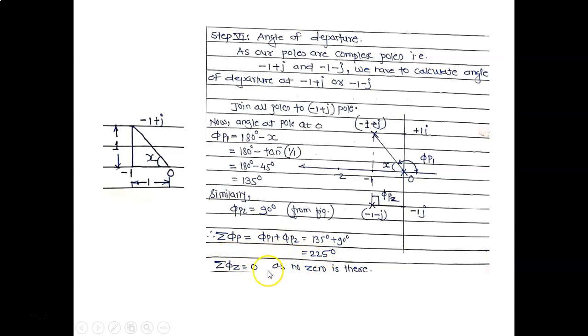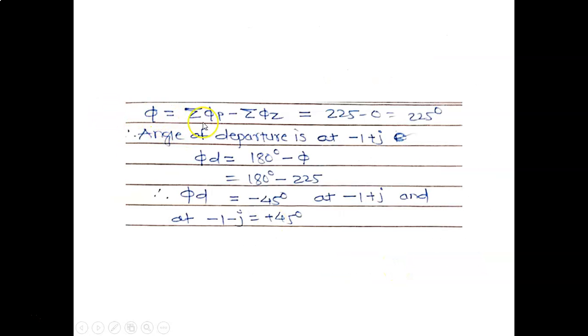Now summation of phi z is equal to 0, as no 0 is there. Therefore phi is equal to summation of phi p minus summation of phi z, which is equal to 225 minus 0, which is equal to 225 degree. Therefore angle of departure at minus 1 plus j, phi d is equal to 180 degree minus phi, which is equal to 180 degree minus 225. Therefore phi d is equal to minus 45 degree at minus 1 plus j, and at minus 1 minus j, phi d is equal to plus 45 degree. Therefore these two angles of departure are there, minus 45 degree at minus 1 plus j and plus 45 degree at minus 1 minus j.